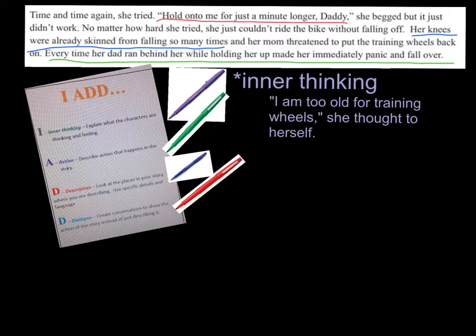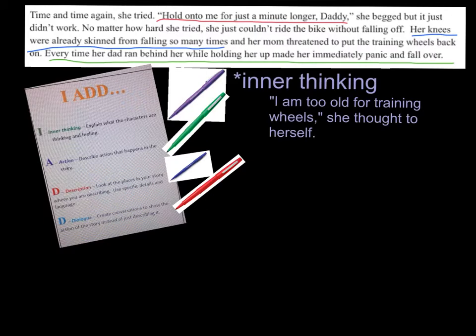As you can see, I just took one scene and I went through everything using the IADD strategy. I couldn't find any inner thinking, so I needed to add inner thinking to my story. Action, I found action, so I took a colored pen and I underlined the action. For description, I took a different colored pen and I underlined where I saw description in my scene. And for dialogue, I did the same thing. I underlined where the dialogue was in my scene.